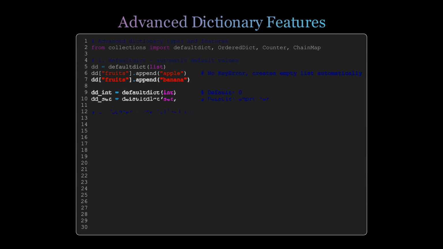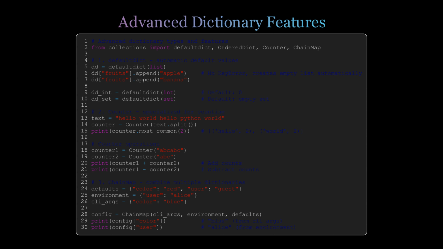Python offers several advanced dictionary variants and features for specialized use cases. Advanced dictionary features include defaultdict for automatic defaults, Counter for specialized counting, and ChainMap for combining multiple dictionaries with precedence. These tools make complex data operations more efficient and readable.